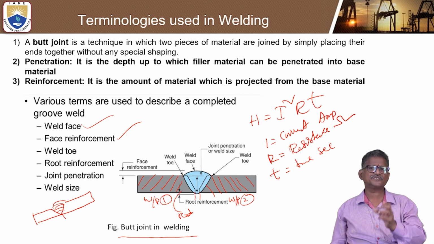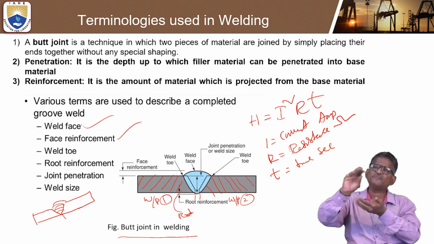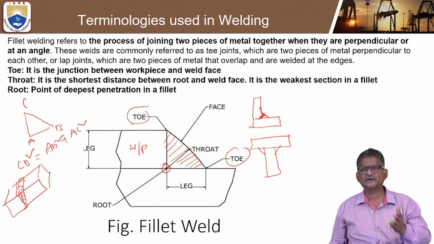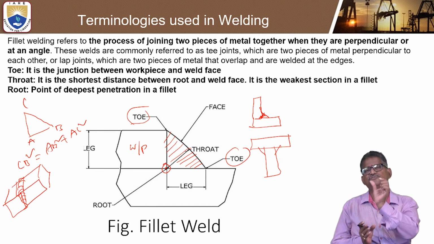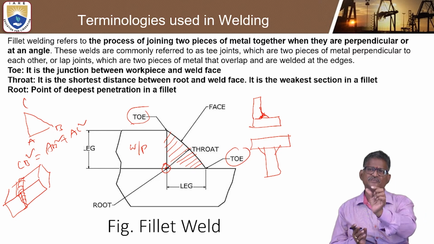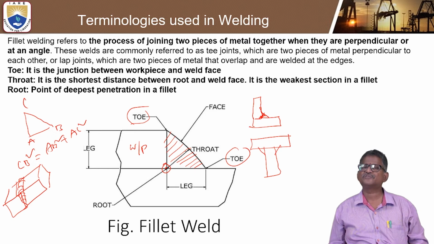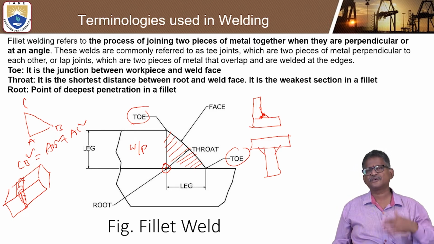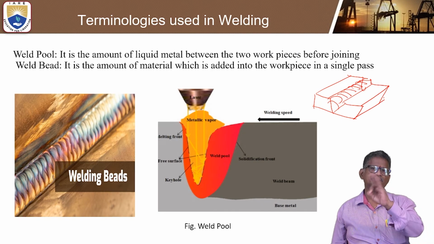The term reinforcement is the amount of material which is projected from the base metal. And apart from that, in fillet welding also, you should know the leg length, throat, and what about the face, what about the toe. If you know this terminology clearly, then only you will be able to solve the different types of problems.